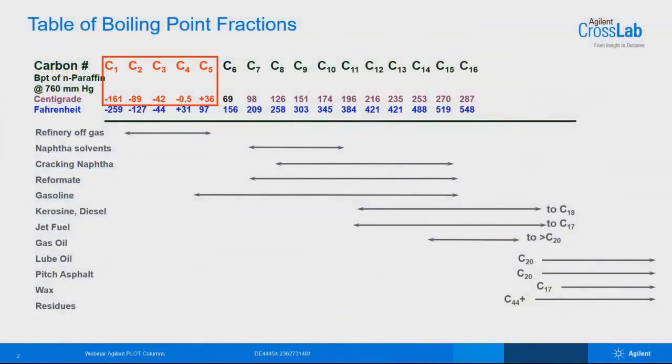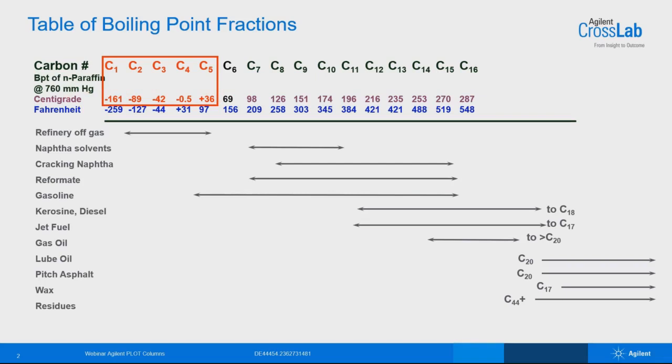To give us some idea what we're talking about, here is a table of boiling point fractions for hydrocarbons. Now we won't only be talking about hydrocarbons today, but this is a good indication of what we're talking about. Of the hydrocarbons C1 to C5, so methane up to pentane, we're talking about boiling points ranging from minus 161 degrees Celsius up to plus 36 degrees Celsius. That's also the range that very often gases and other volatile compounds need to be analyzed.